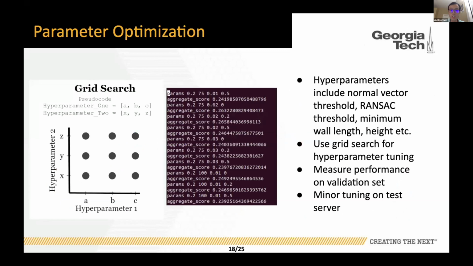And as you can see from the previous steps, there are a lot of hyperparameters that had to be tuned. These include the normal vector thresholds, RANSAC thresholds, minimum wall length, and height. In our methodology, we use a grid search procedure to tune these hyperparameters. We mostly tune these parameters by measuring the performance on the validation set. And towards the later stages of the competition, we also did some minor tuning on the test server.